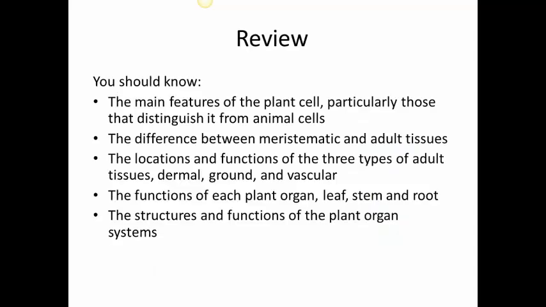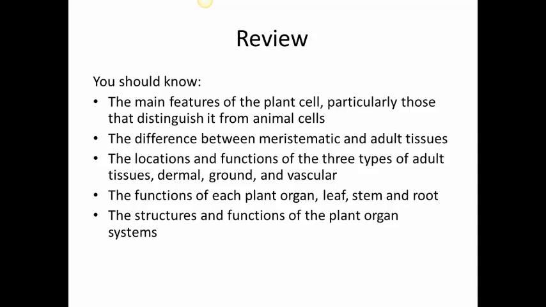So in conclusion, you should know the main features of the plant cell, particularly those that we listed, which distinguish plant cells from animal cells. You should know the difference between meristematic and adult tissues. So the meristematic tissues are the areas of the plant that are actively dividing, the root and shoot tips, and then also the lateral meristems within the stem.